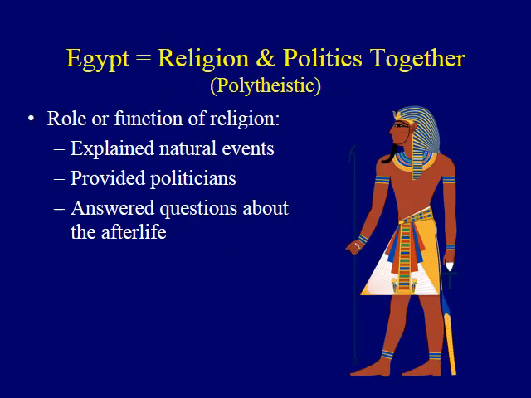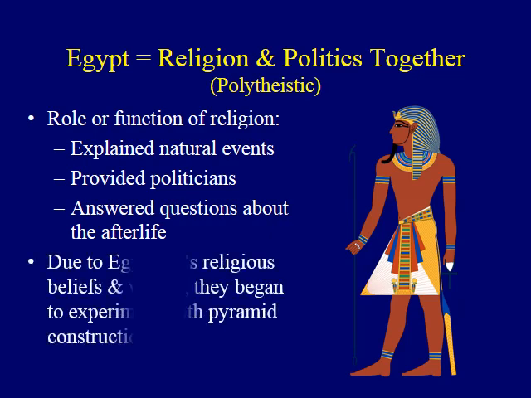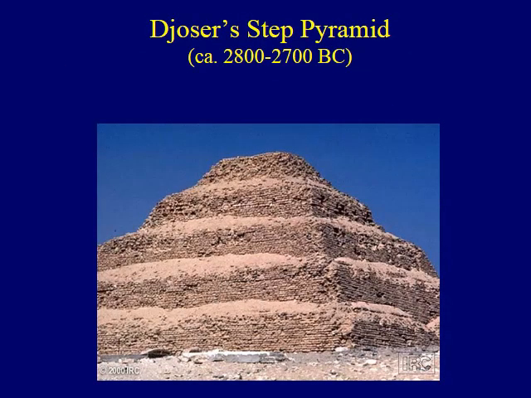Due to their religious beliefs, and particularly their wealth, the Egyptians began to experiment with tombs to place the dead bodies of their leaders. This is called the Step Pyramid, and it's from the pharaoh Djoser. This is one of the first Egyptians' attempts to overcome death by building a pyramid.